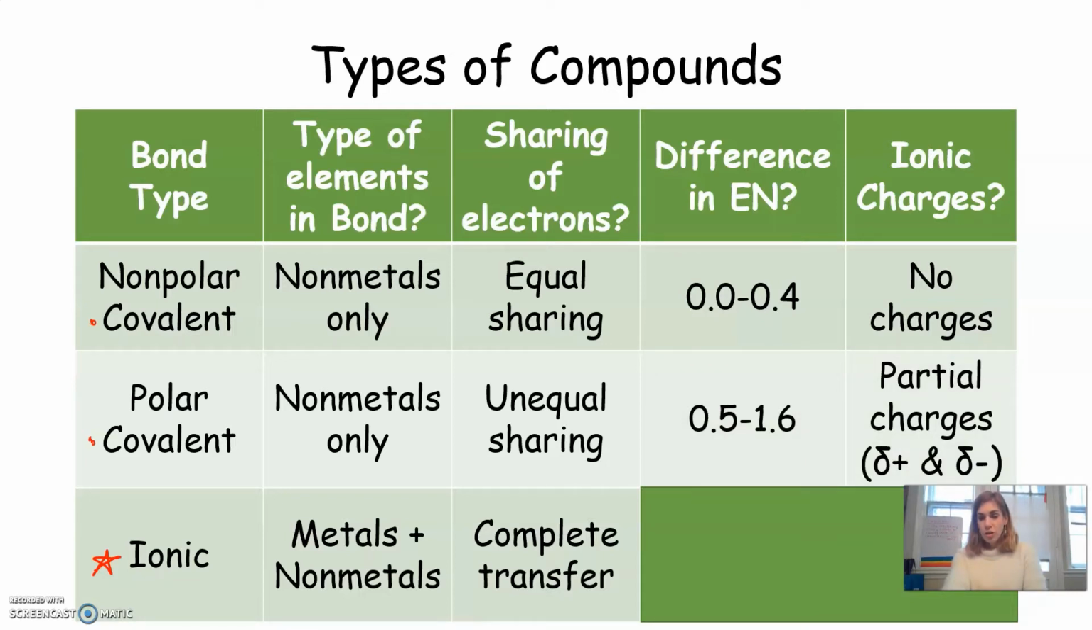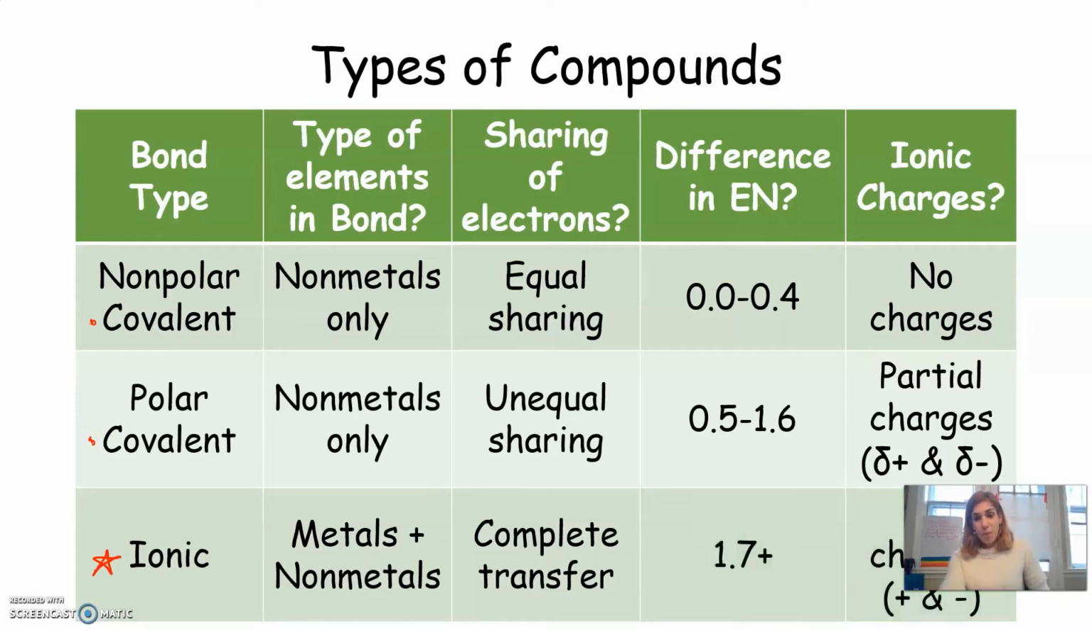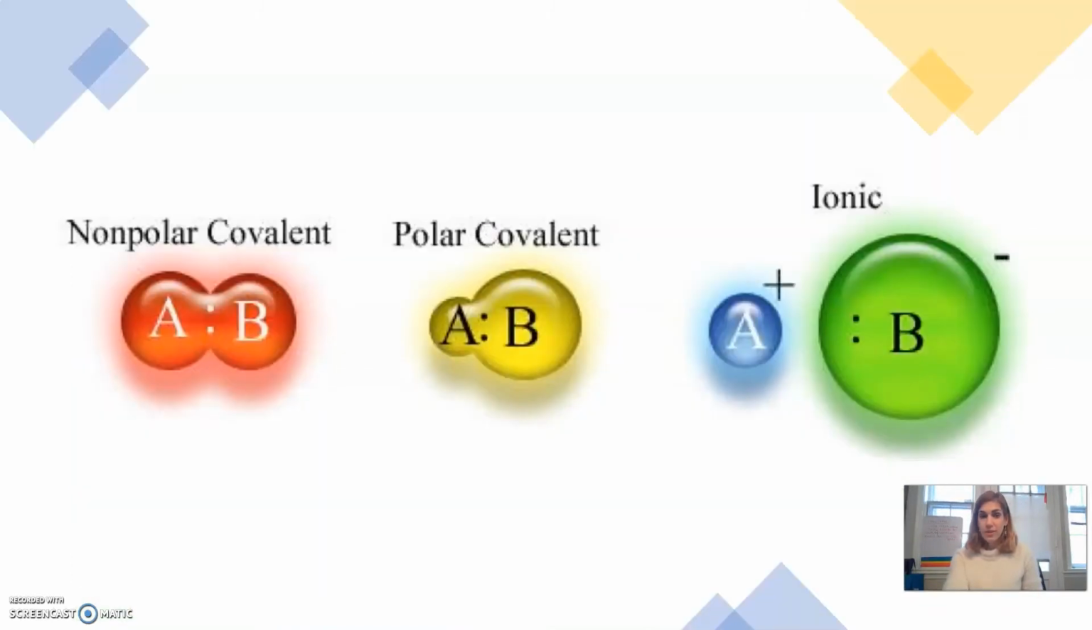If it's polar covalent, it's going to be between 0.5 and 1.6. And we use partial charges to show that one is partially negative. They're still sharing, so it's not completely negative or positive, but one is hogging the electrons more, which is negative, and one has fewer electrons towards it, which is partially positive. But then ionic is anything above 1.7, and they've got complete full charges because they've completely transferred and stolen electrons.